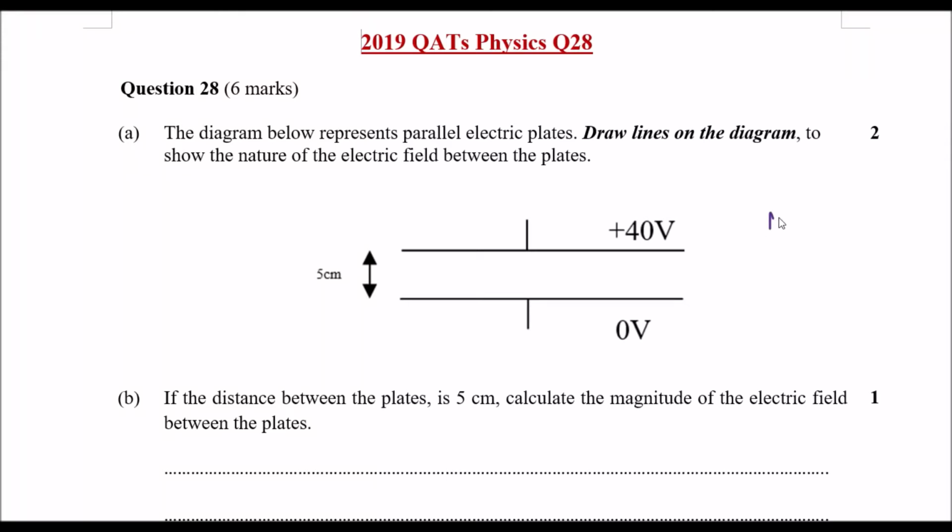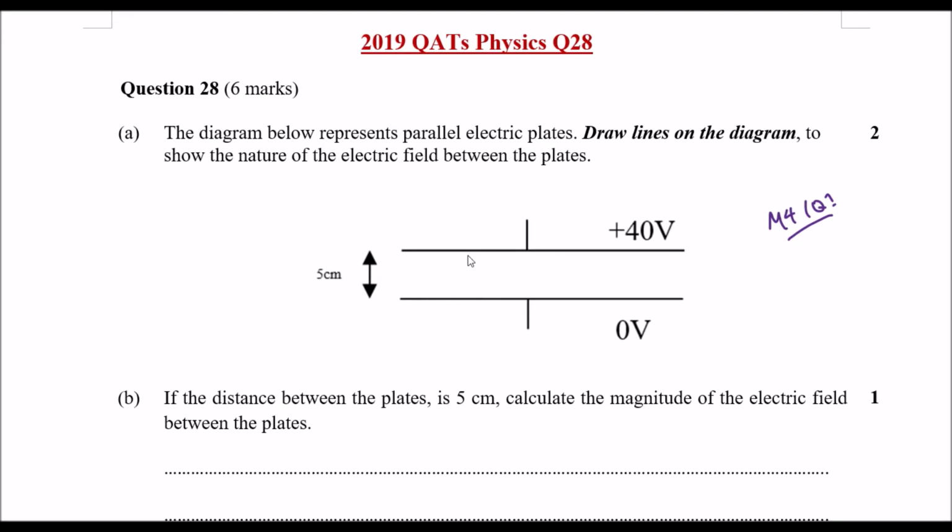Today we'll be covering Module 4, Inquiry Question 1, the 2019 QATs Year 11 Physics paper, Question 22. Let's have a look. In the first question, we have a diagram below that represents parallel electric plates. We want to draw lines on the diagram to show the nature of electric fields in charged plates.